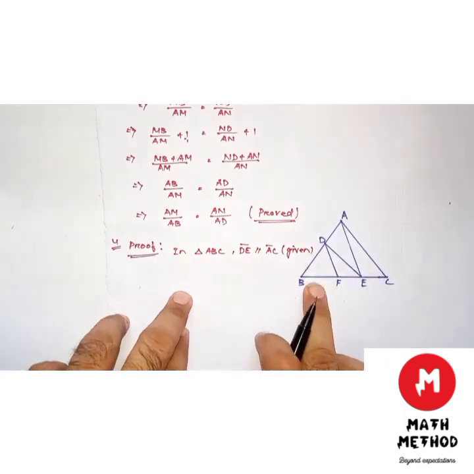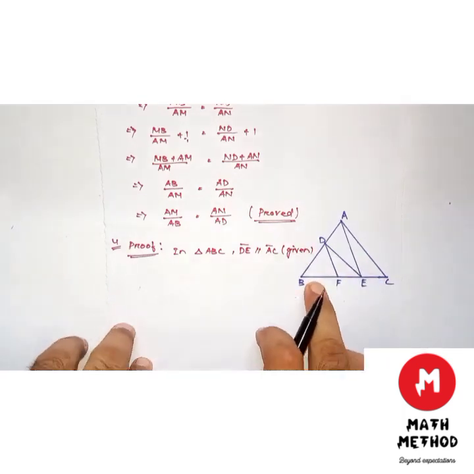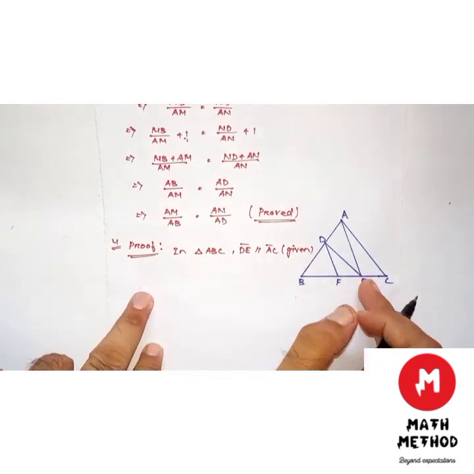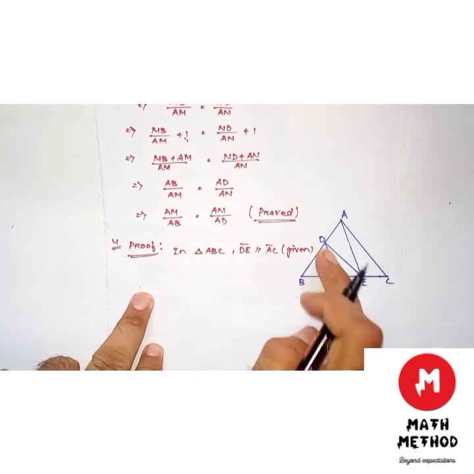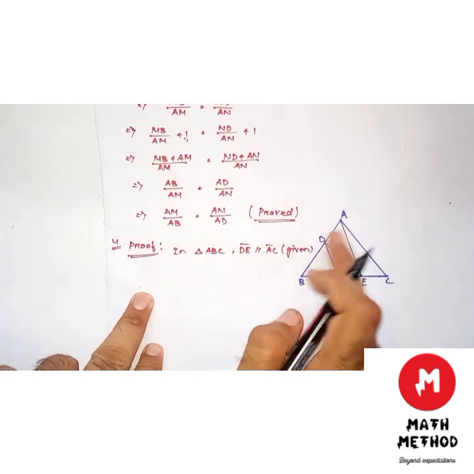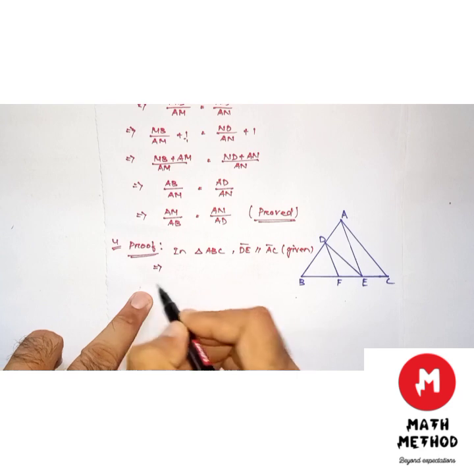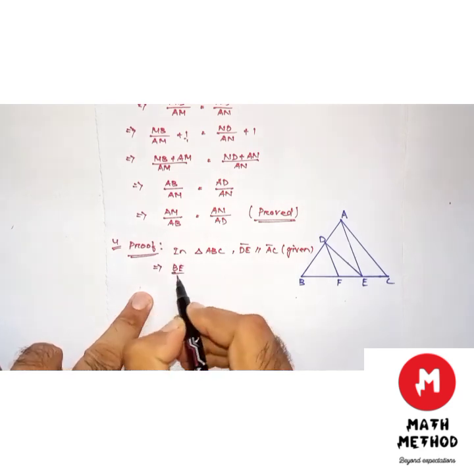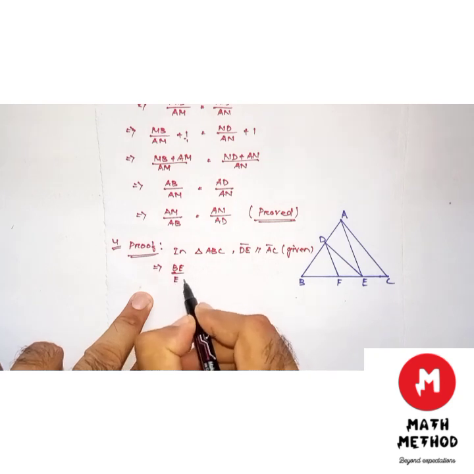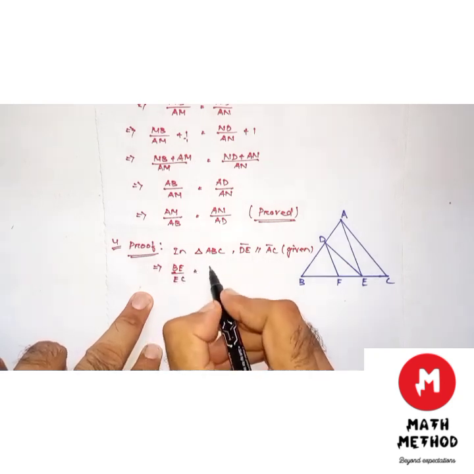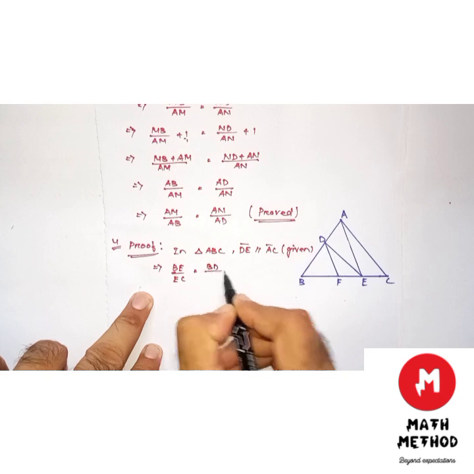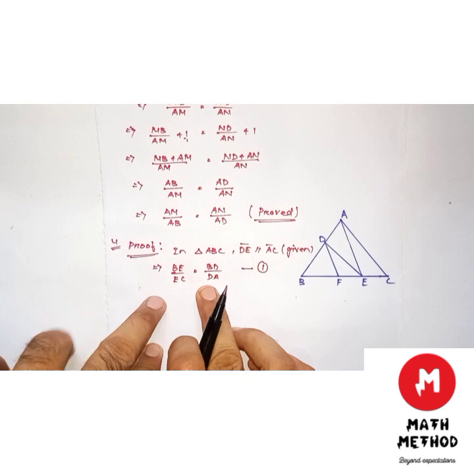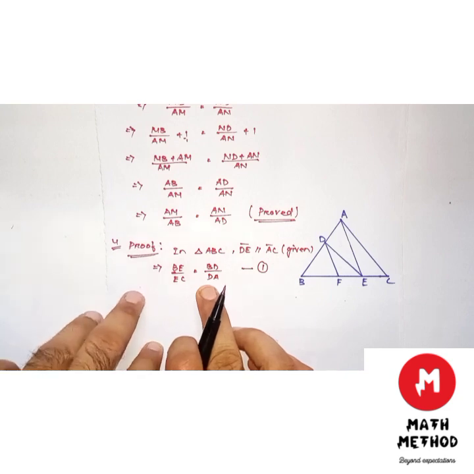This is our given. So by the basic proportionality theorem, BE upon EC is equal to BD upon DA. This is our 1. This is by Thales' theorem or basic proportionality theorem.